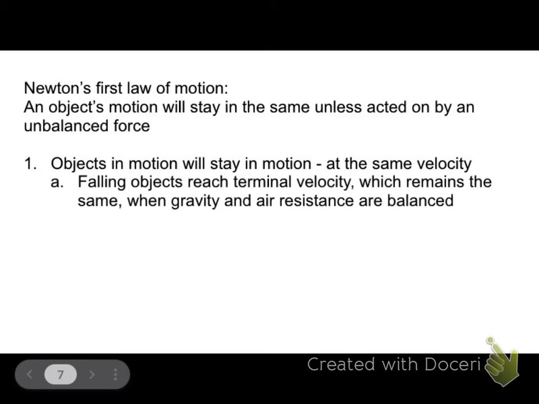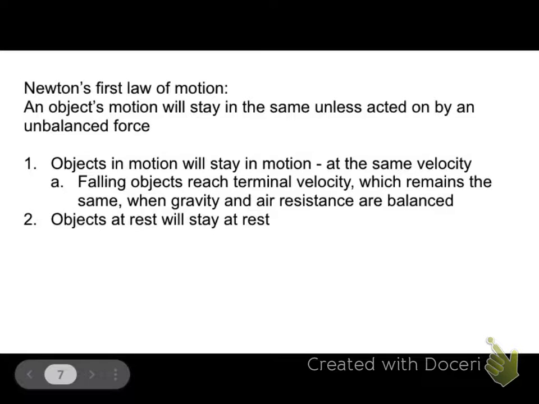The example I give for this is objects that fall reach a terminal velocity when gravity and air resistance are balanced. As you begin your fall, you're obviously going to speed up, right? As gravity pulls more on you. But when you reach the point in your fall where the force of gravity is balanced by the force of air resistance, then your velocity stops changing. You stay in motion because you're in motion, but your velocity doesn't change because the forces working on you are now balanced.